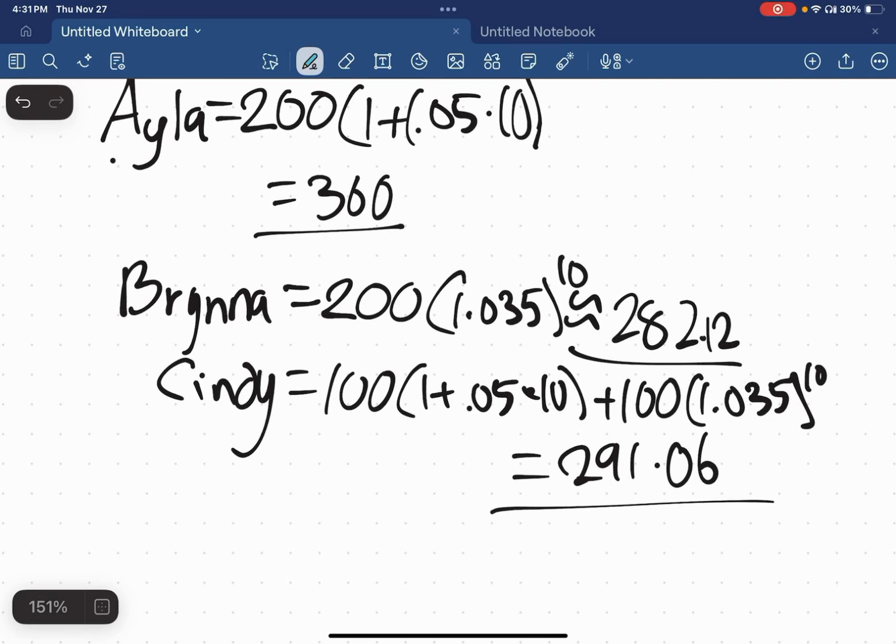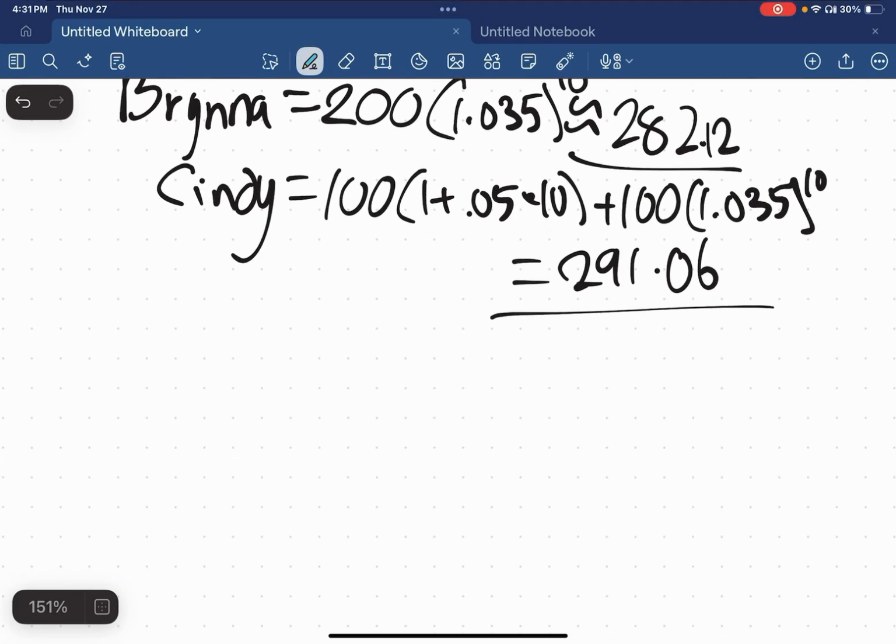Okay, and that is our answers for all three of them. Looks like Aya's making the most money so far, but we need to see how much they make at an even longer period. 8B is asking us how much each investment is worth after 25 years. This is all just busy work and I hate it. But let's get to calculating.